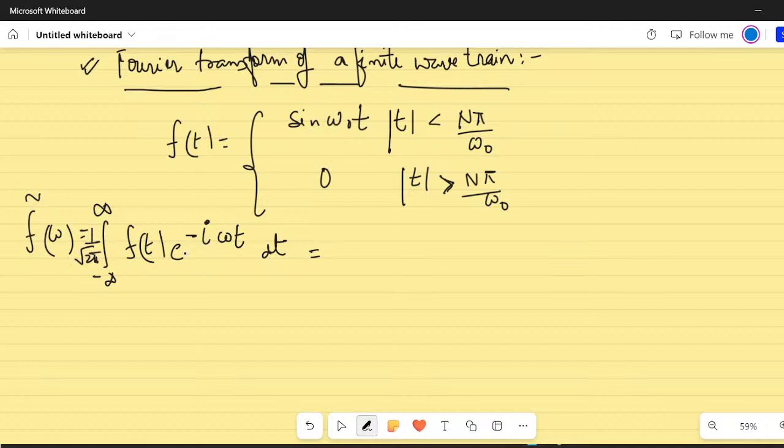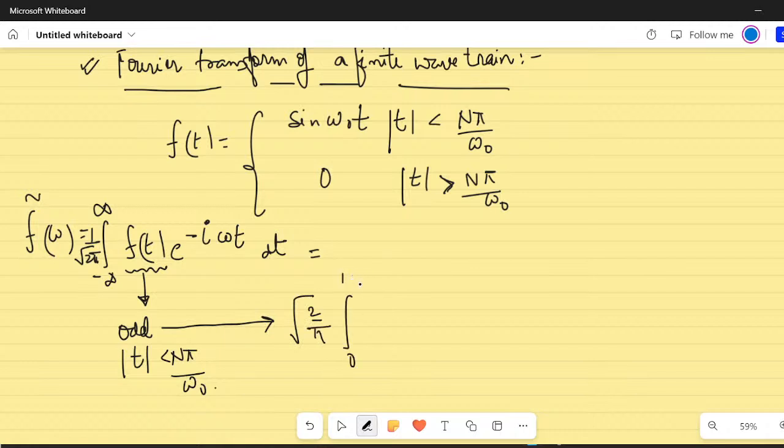So I know that my function f of t is an odd function for all modulus of t less than n pi upon omega naught. So basically this particular Fourier transform would reduce to a Fourier sine transform from 0 to, instead of infinity, I would write n pi upon omega naught only.